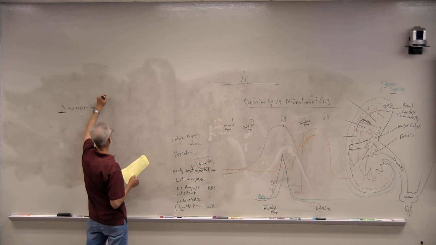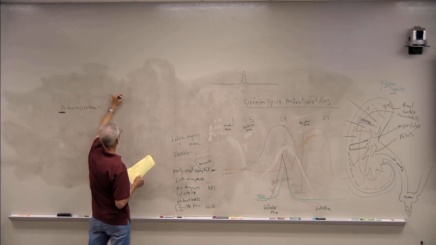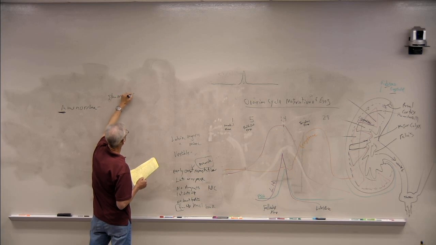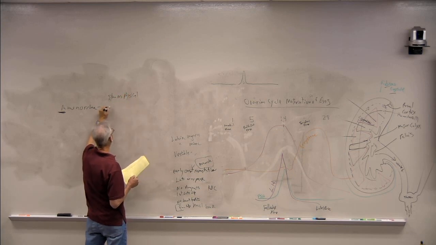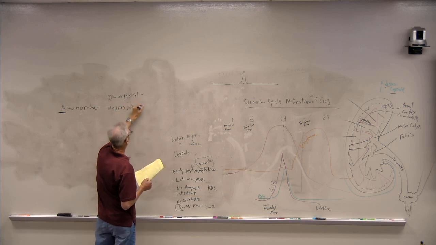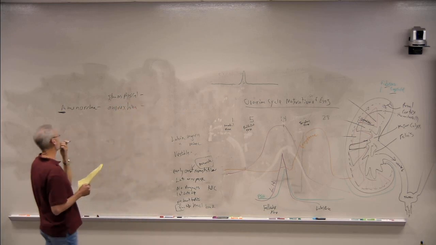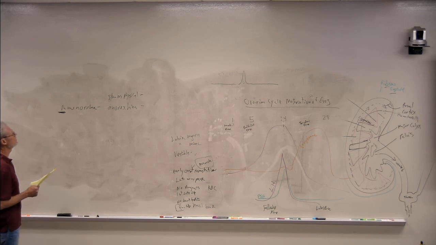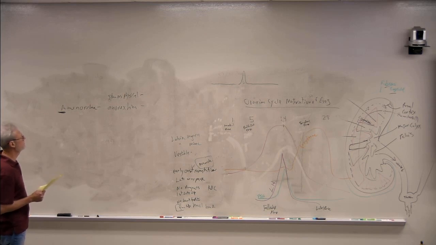Okay, strenuous physical activity, right? Anorexia, and let's see, it's called the female triad. I'm trying to think what the third one is. Strenuous physical activity, anorexia, and it leads to osteoporosis.